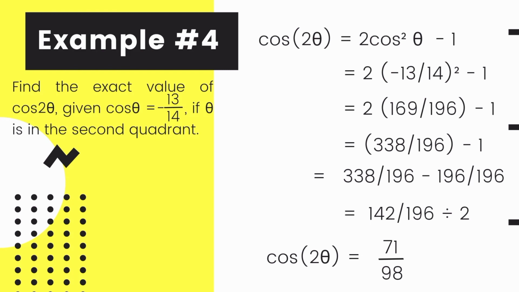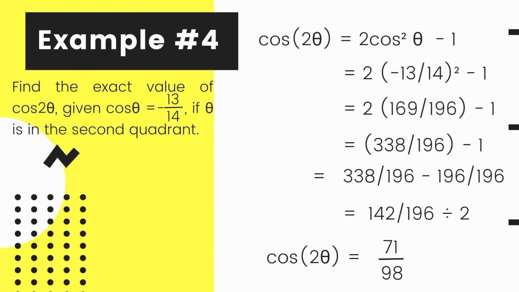And since we already have our value for cosine theta, we're just going to substitute that. So 2 times negative 13 over 14 squared minus 1. Since cosine theta is equal to negative 13 over 14, the negative 13 over 14 squared is 169 over 196. So our equation will be 2 multiplied by 169 over 196 minus 1. And then 2 multiplied by 169 over 196 is 338 over 196. Then our equation will be 338 over 196 minus 1.